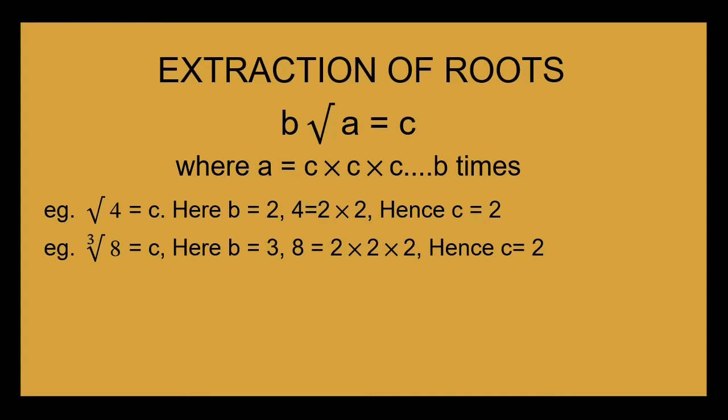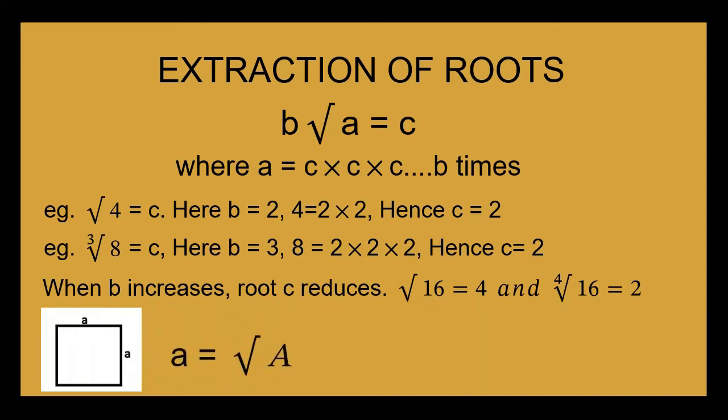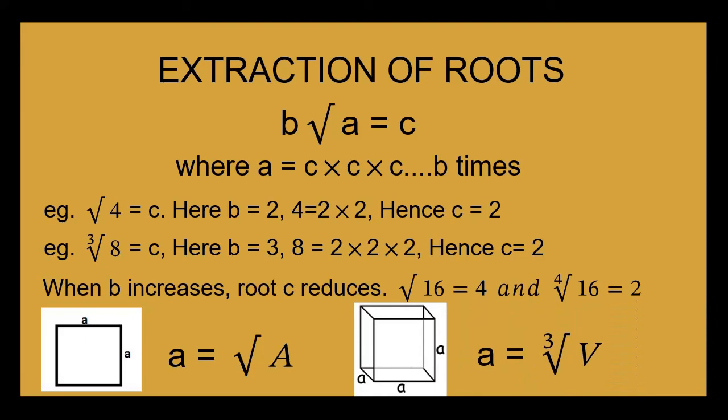Now extraction of roots of numbers mostly give irrational numbers. Square root of numbers other than perfect squares are irrational. Now when B increases, the root C reduces. Square root of 16 is equal to 4 and fourth root of 16 is equal to 2. Now a small practical example would be to calculate the side of a square and cube when the areas and volume is given.